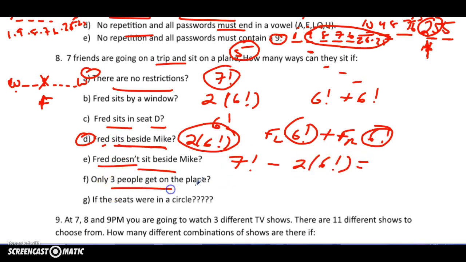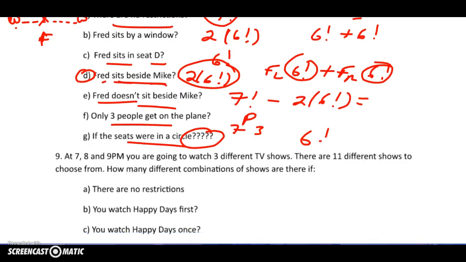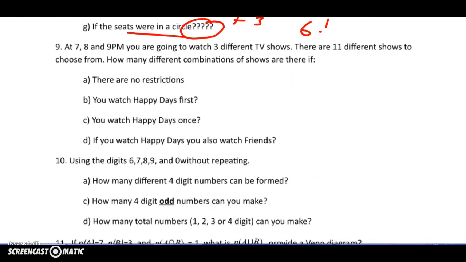So figure out that. Only 3 people get on the plane. So what I'm saying here is you're choosing from the 7, you're going to seat 3, so it's 7P3. And if the seats were in a circle, can't happen. But if it did happen, don't forget you subtract 1 from the 7. So let's keep going before we run out of time.